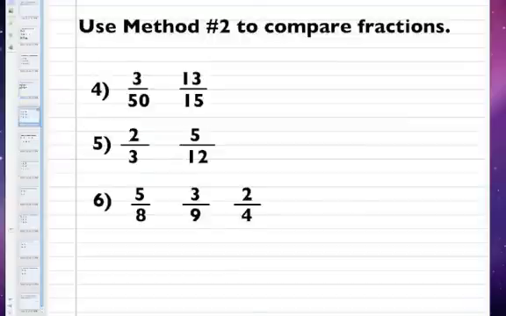I want you to practice using the half benchmark method to compare the following fractions. Copy problems 4, 5, and 6 in your notebook and press play when you're ready to check your work.